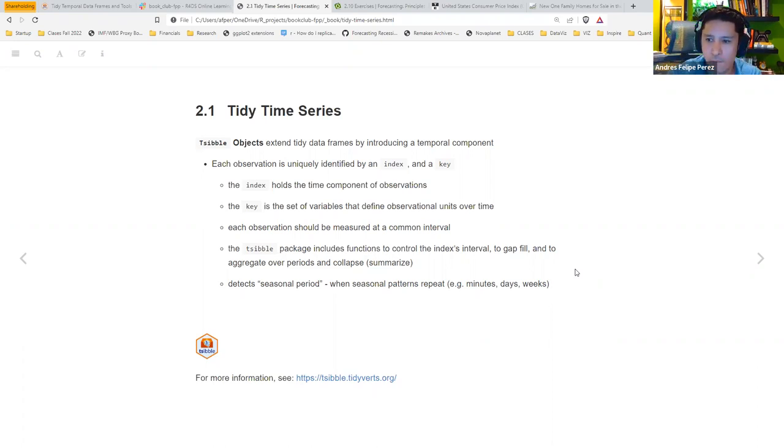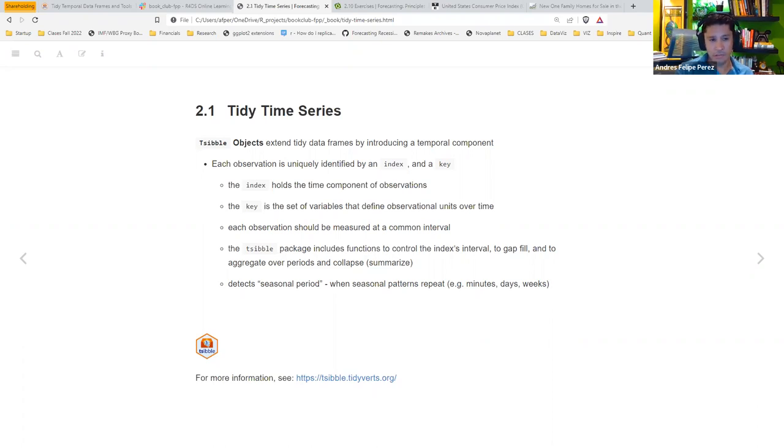So the advantage of it just fitting within, or behaving under, the tidy data principles is that it plays nicely with dplyr, for example. So you can select, mutate, etc.